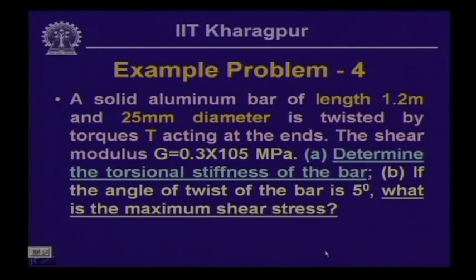Well, we have another example problem where a solid aluminum bar of length 1.2 meter and 25 millimeter diameter is twisted by torques T acting at the ends. The shear modulus is given. You will have to determine the torsional stiffness of the bar, and secondly, if the angle of twist of the bar is 5 degrees, then what is the maximum shear stress. So, these are the two parameters that you will have to determine. Well, this particular problem is set for you, look into it, we will discuss next time.